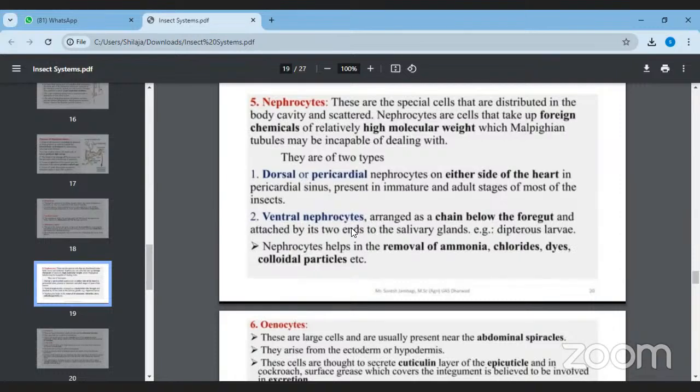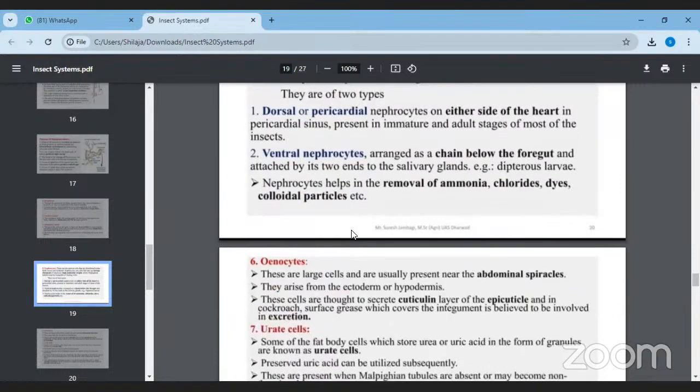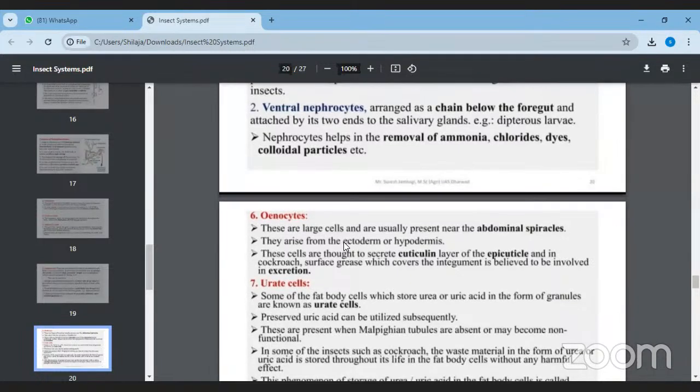So the ventral nephrocytes are arranged as a chain below the foregut and attached by their two ends to the salivary glands. In dipterous larvae, nephrocytes help in the removal of ammonia, chloride dyes, and colloidal particles. Other than this, we will also discuss the other excretory organs which play an important role.